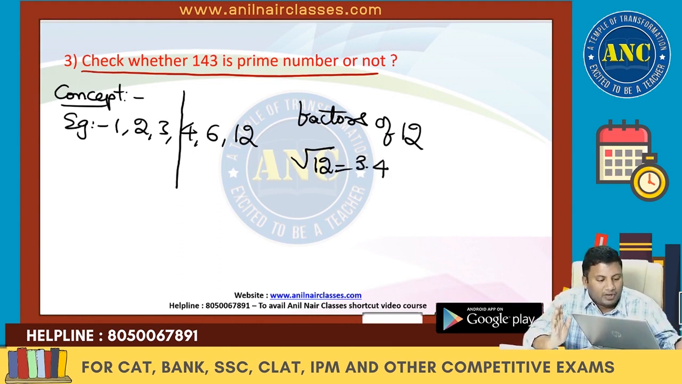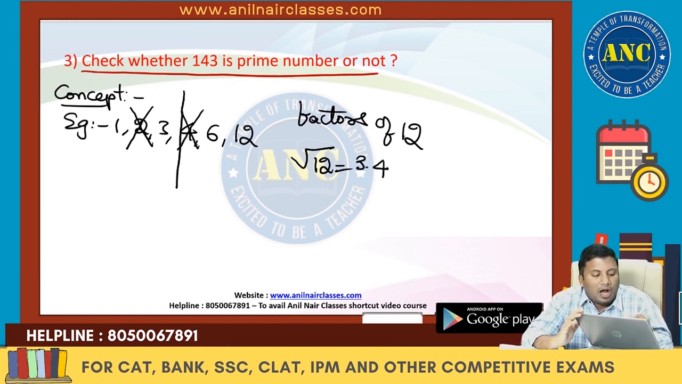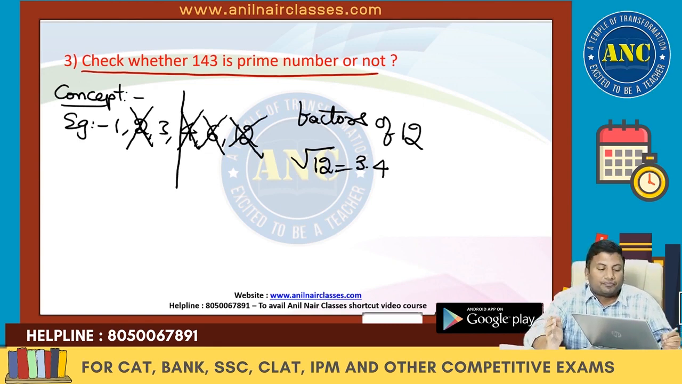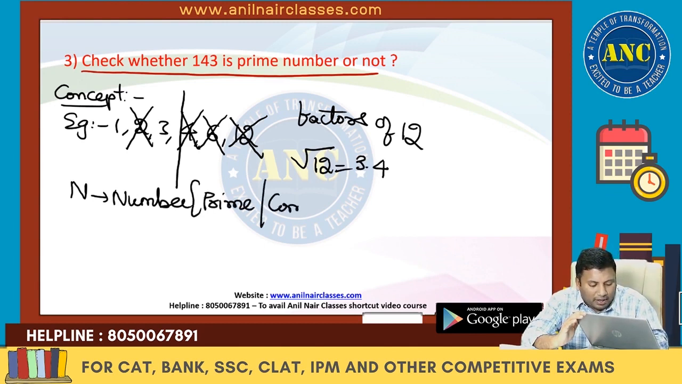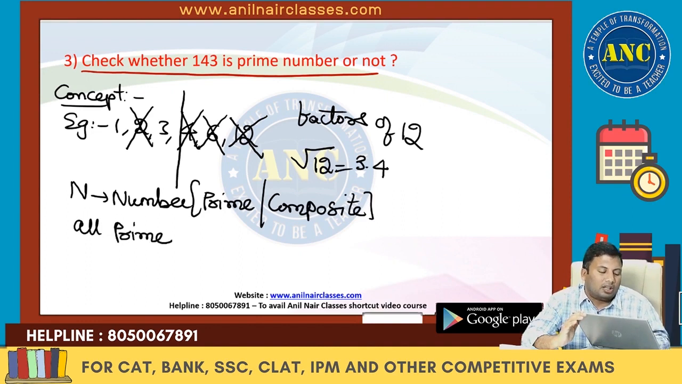That's the reason for the line. Now listen carefully. If a number is not divisible by 2, how can it be divisible by 4? How can it be divisible by 6? How can it be divisible by 12? That means, when we have to check whether a number is prime or composite, write all the prime numbers less than root n.